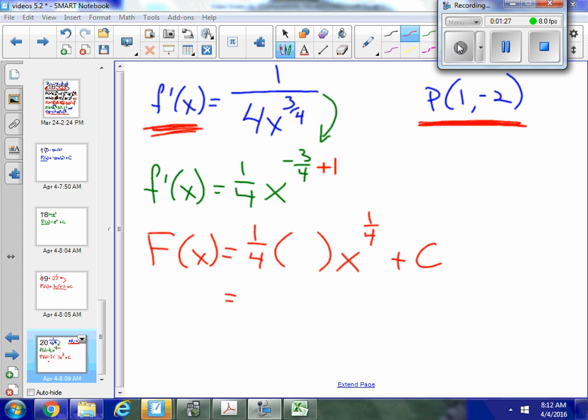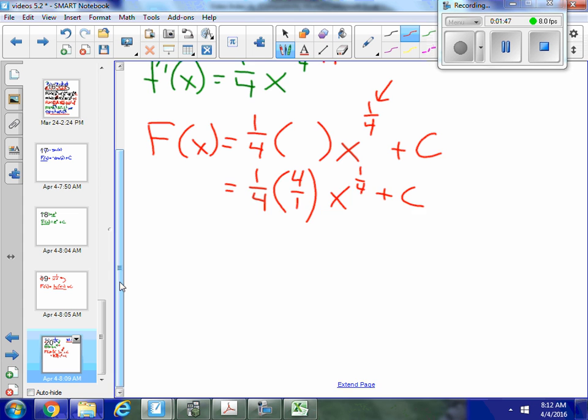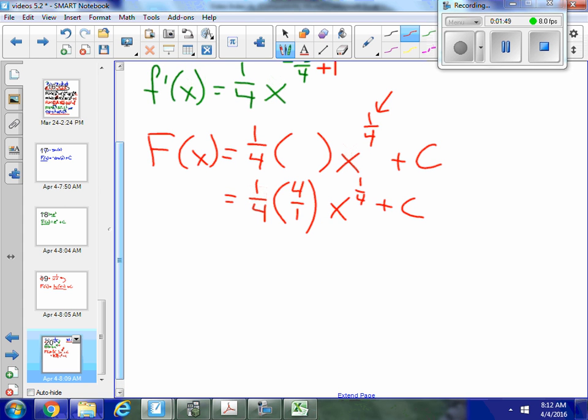So this is equal to 1/4 times, now in the placeholder I'm going to put the reciprocal of my new exponent. So I'll say 4/1, or I could have just put 4. x to the 1/4 plus c. So that is equal to x to the 1/4 plus c. That's my antiderivative.